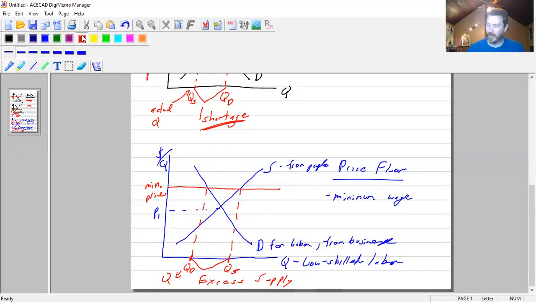So here's the excess supply of labor. Here's how many people want to work at that wage that has been mandated. Here's the number of workers that firms want to hire at that wage that has been mandated. We have an excess supply. In the case of the labor market, you can also call this unemployment.